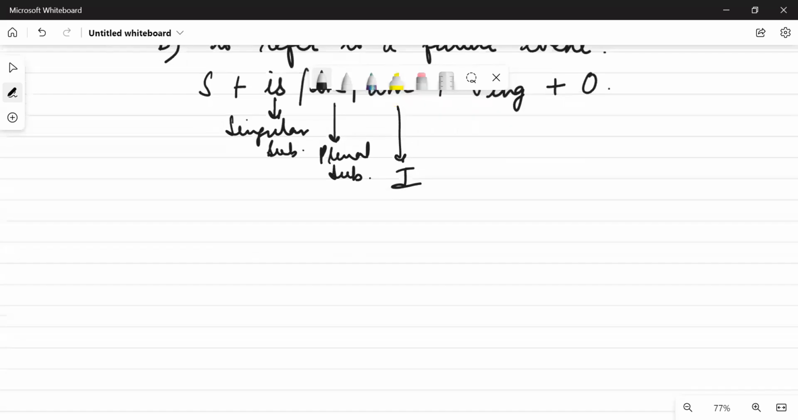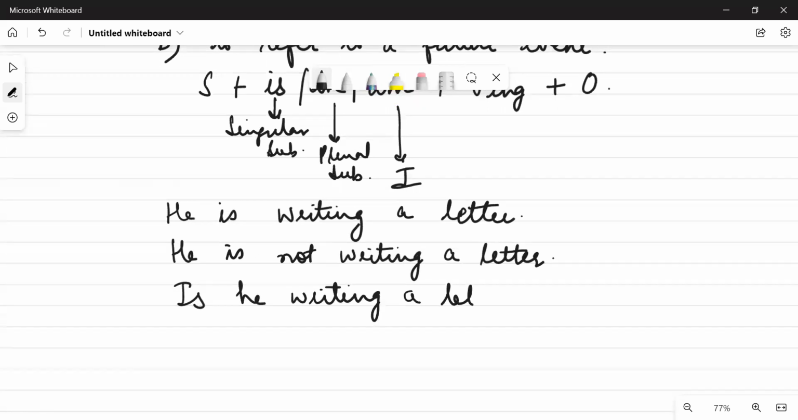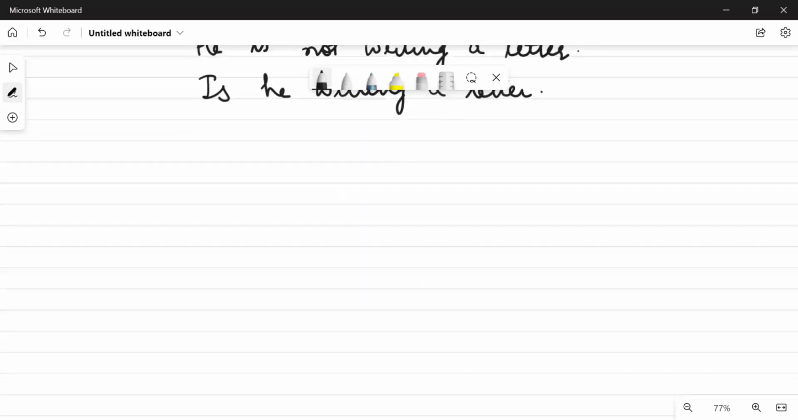Okay. Now, if I take that example only, it is going to be, he is writing a letter. It is affirmative. If we make it negative, he is not writing a letter. And if we have to make a question, it is going to be, is he writing a letter? Right? So I hope this present continuous is also clear to you.